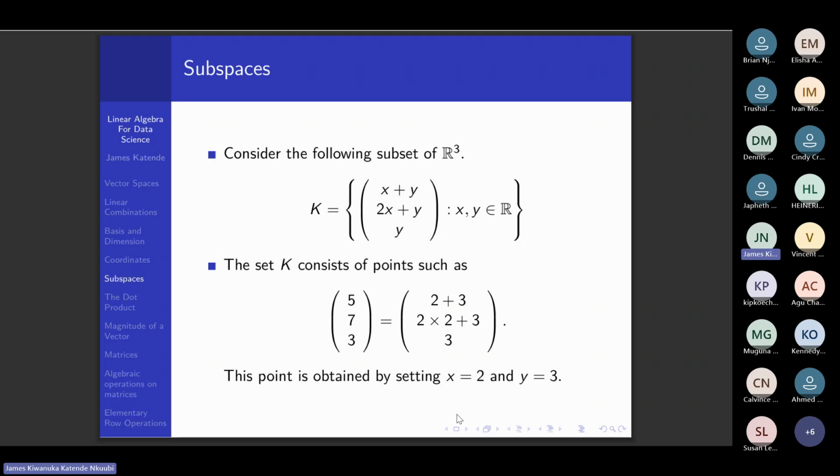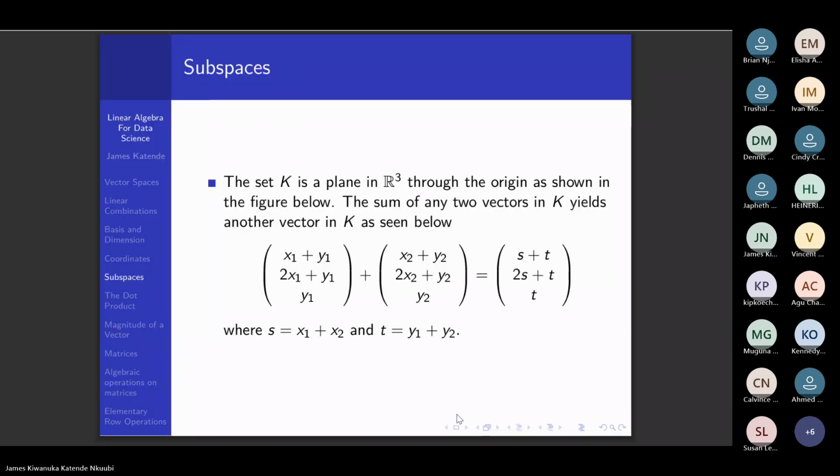So our interest is to check if this is a subspace. So let's check. If you pick 2 points, so here is 1 point. Remember, any point requires 2 parameters to be constructed. So pick any 2 parameters, construct 1 point, pick a second set of parameters, construct another point, then add those 2 points, and you will observe that you still get another point in the set K. It still retains the format for K.